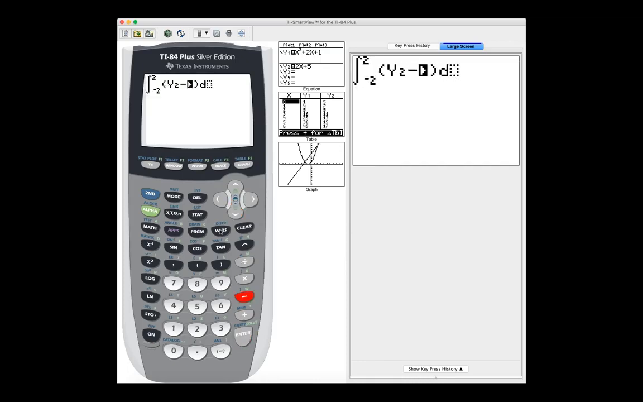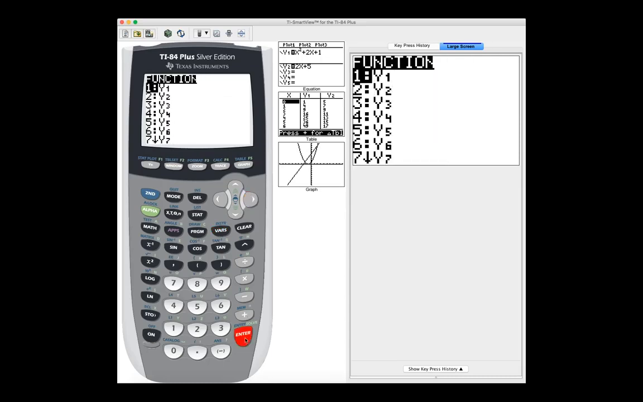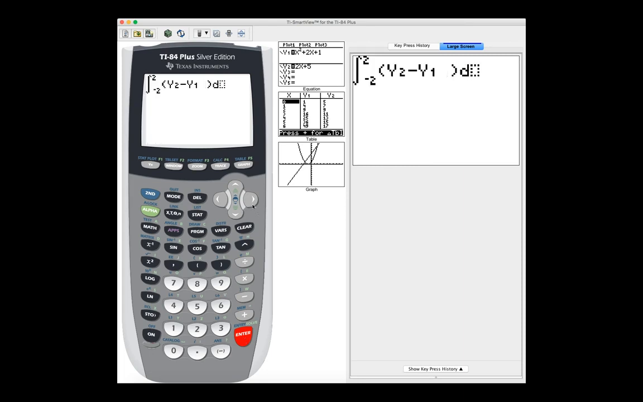Minus, go back to vars, scroll to the right, hit enter on function, and we go to y1 because my parabola is in y1. You scroll to the right, and your variable that you're integrating with is x, so you hit x, and then you hit enter, and it gives you 10.66666 repeating. So basically 10.667, okay? And that is the area that I told you was the answer in the previous part.